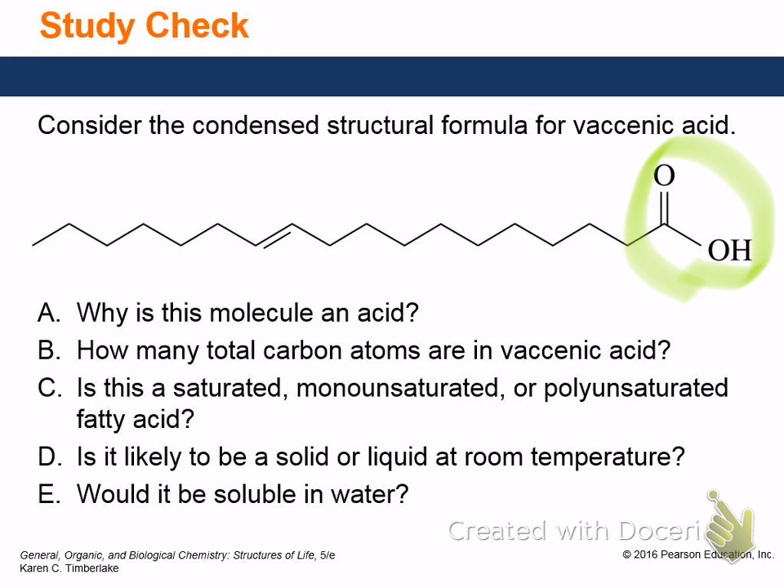How many total carbons? Let's count them up. I'll let you count them up. How many? Is it 18? Yeah, 18. Good. Is this saturated, monounsaturated, or polyunsaturated? Mono, because in the hydrocarbon chain, it has the one double bond right there.